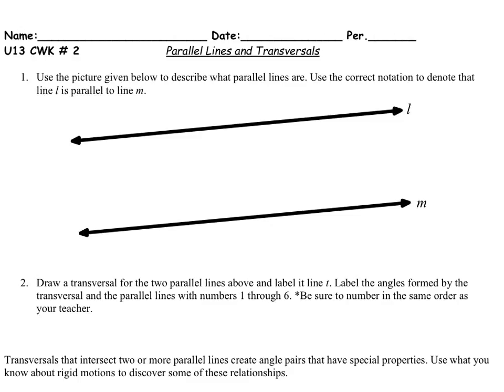Use the correct notation to denote that line L is parallel to line M. Yes, let us do that. So we have line L, and we usually do this in lowercase letters or cursive like these. Line L is parallel to line M. So this would be the shorthand way that we write it, instead of actually having to write out all the words.